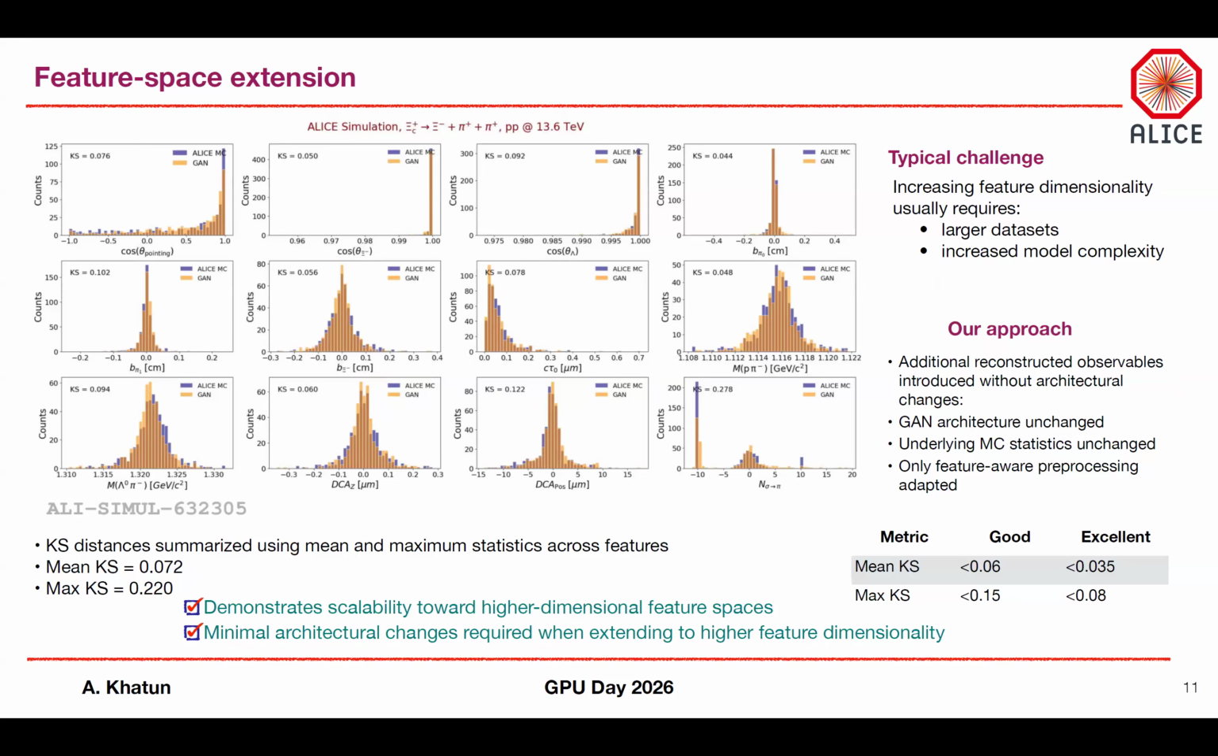And then we also tried to expand our training. Typically we would increase the training statistics and also the model complexity. But our approach is to add more features using the same network, same data and Monte Carlo, to see if this can hold and how capable it is. So using the same underlying statistics, here we added 4 more features in addition to the previous 8.